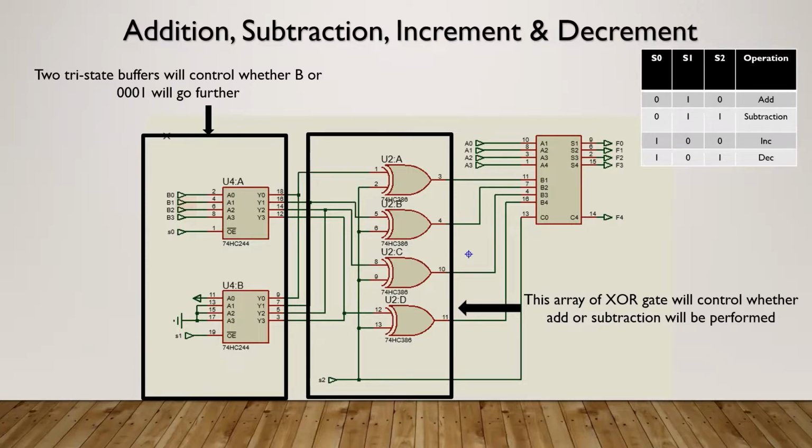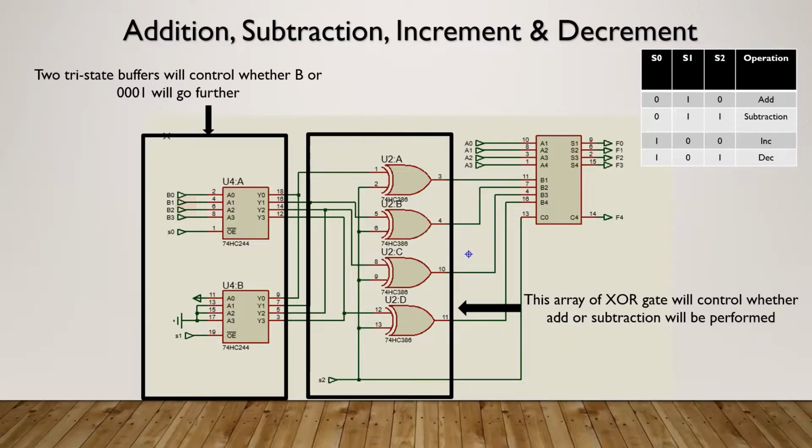Here we are using two tri-state buffers. With the tri-state buffers, we are controlling whether bits of B will go or 1 will go. When the enabler of a tri-state buffer is kept on low voltage, it works. When the enabler of buffer 1 is kept on low voltage, then the bits of B will go to the XOR gate. We are sending another input to the XOR gate via the S2 switch.